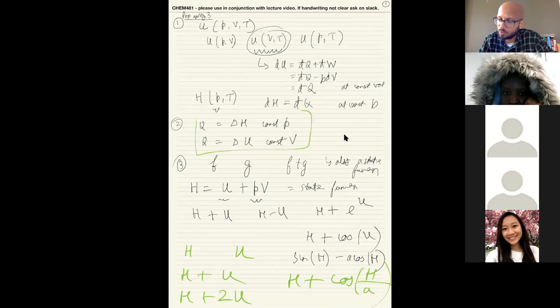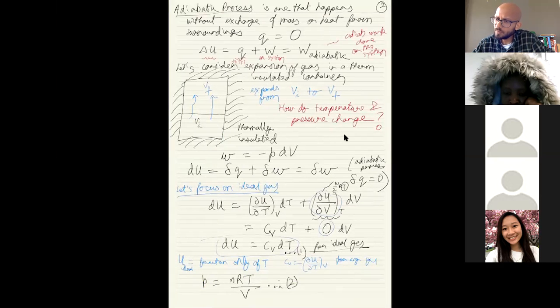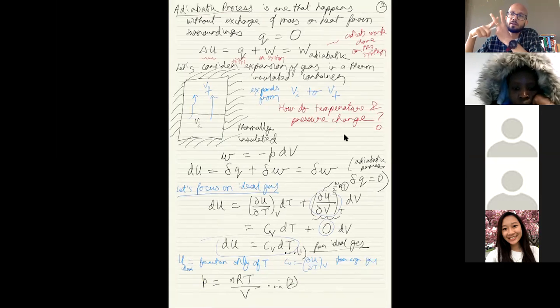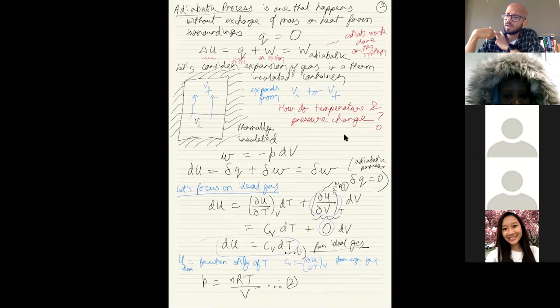And again, I had asked you this thing. I think this showed up in so many pop quizzes, that Q is equal to delta H at constant P and Q is equal to delta U at constant V. At this point, we had looked at isochoric processes where the volume is constant. We had looked at isobaric processes where pressure is constant. We had looked at isenthalpic processes where enthalpy is constant. And of course, isothermal processes where temperature is constant.